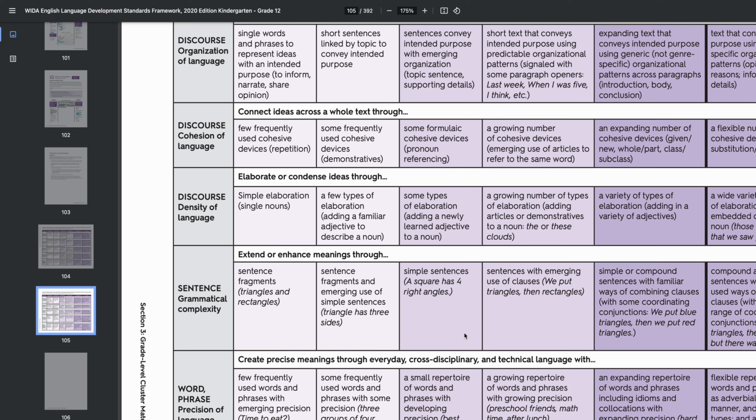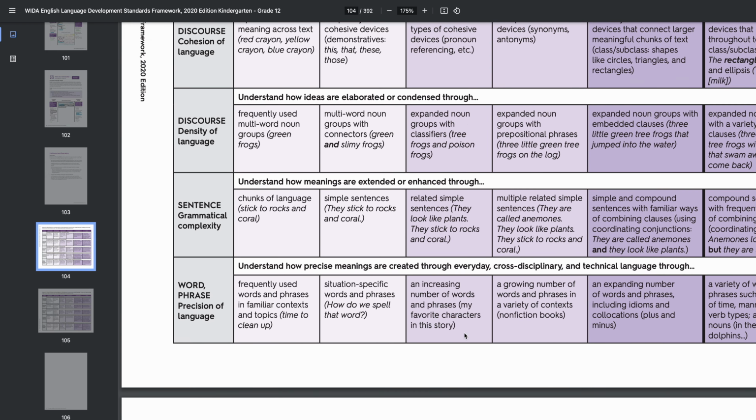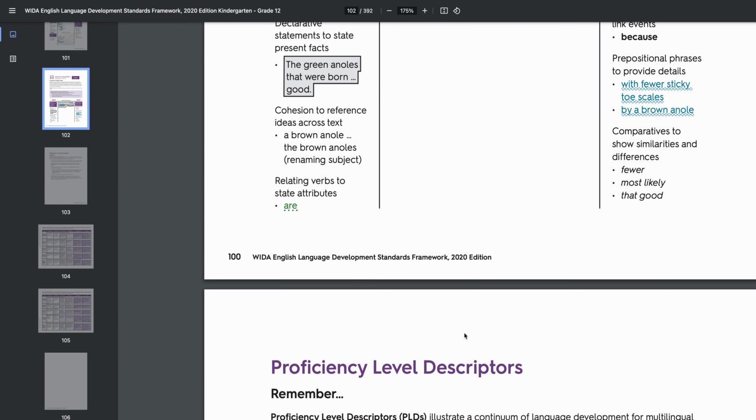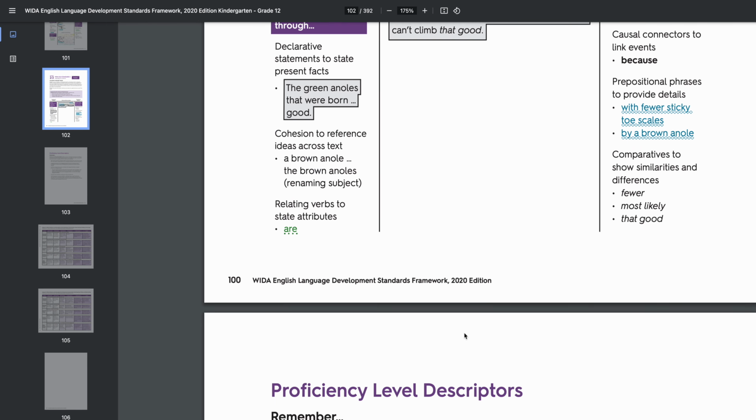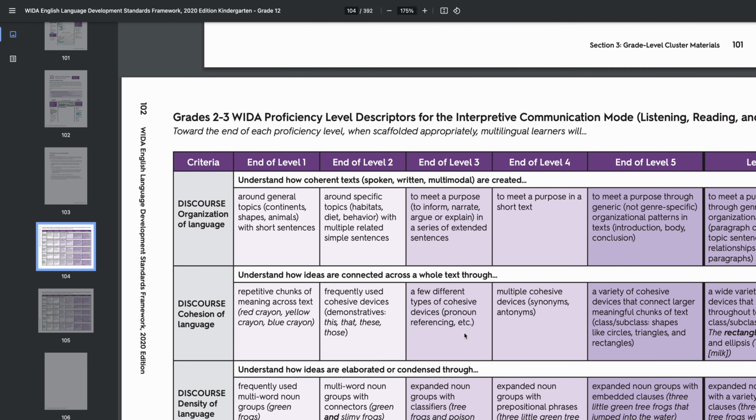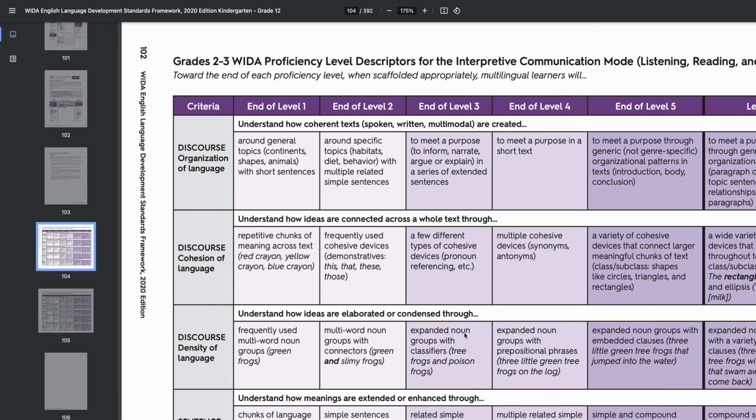The thing I want to talk to you about today is how to differentiate instruction using either the 2020 WIDA document or the WIDA Can-Do document, the Can-Do descriptors, which I personally like better, and I'll explain why in a second. Now, I've scrolled all the way to the end of grade 3. You'll see up here, it's grade 3 that we were talking about, the standards earlier.